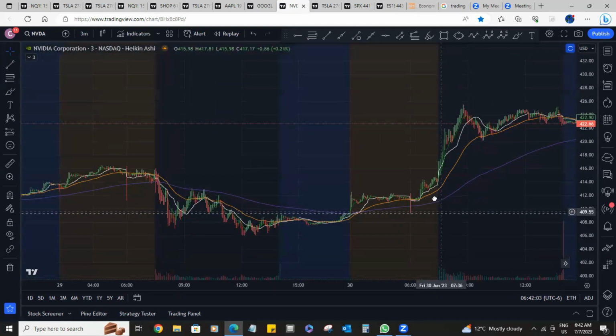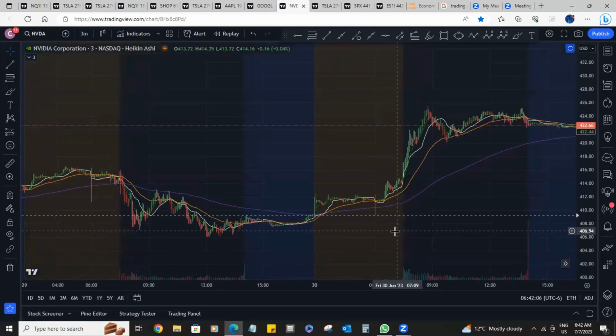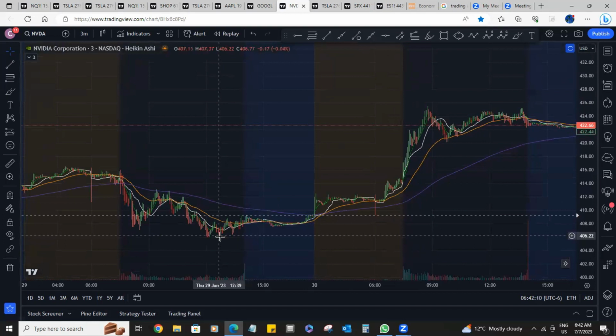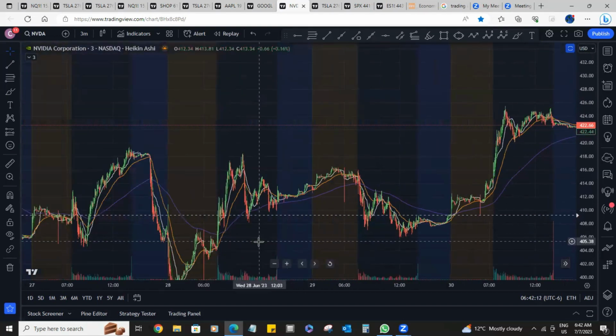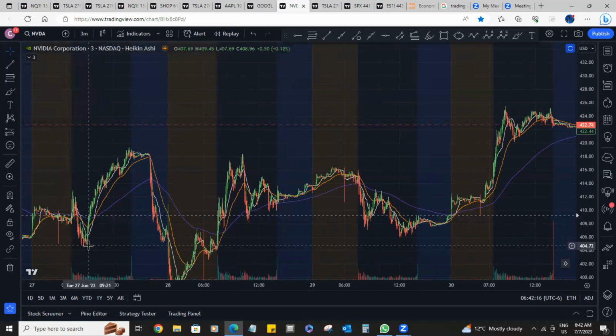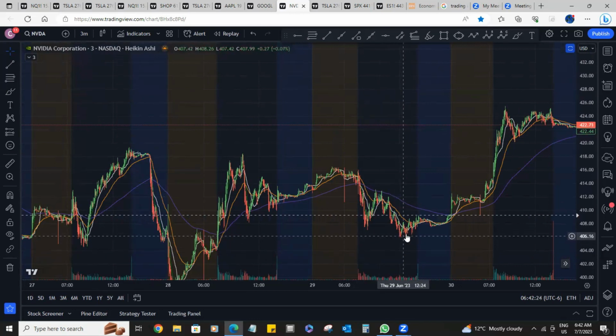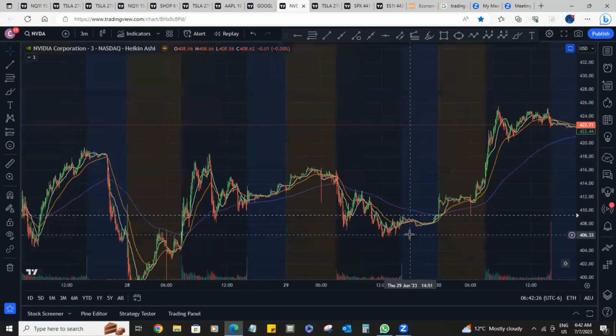So we can use this as an example. We bounced here, and more than likely this is a good area, somewhere around 404.70, 405, which has been a good area for support. We hit it a couple times, we didn't break it. We also broke a trend line right here.